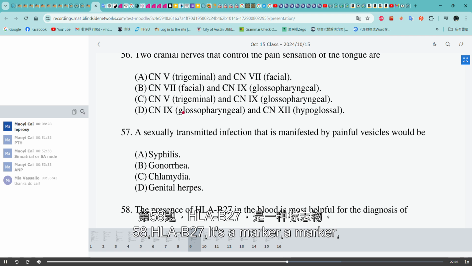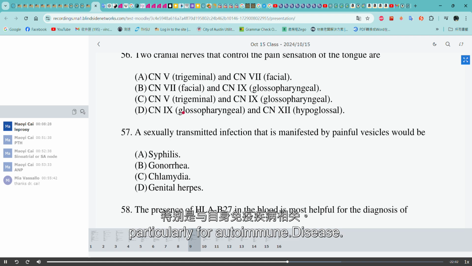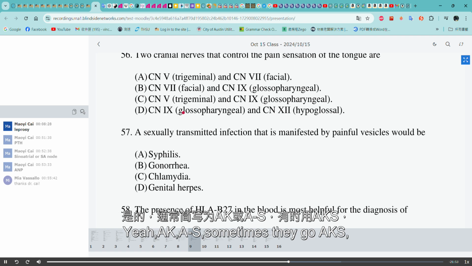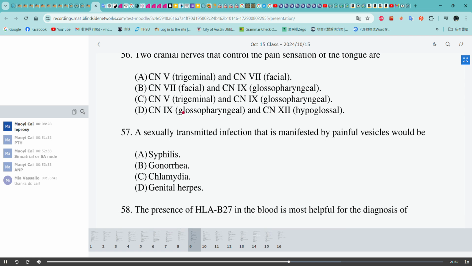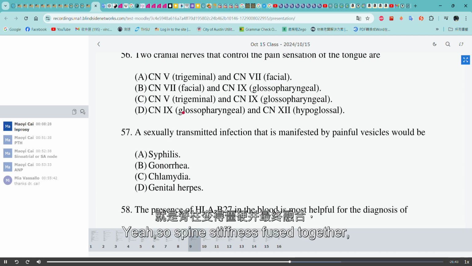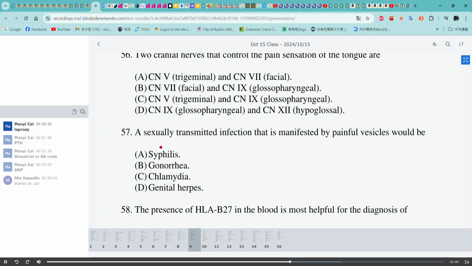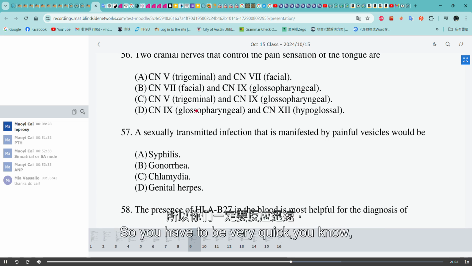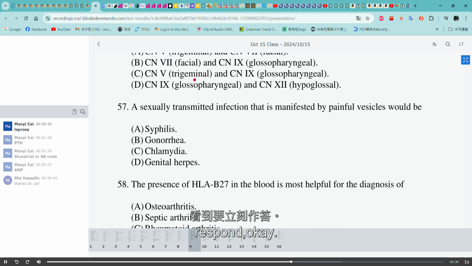LEPBio10152024. It's a marker particularly for an autoimmune disease. What disease is that? It's D, which is called ankylosing spondylitis. AS. Ankylosing means stiffness. Spondylitis is the spine. So spine stiffness fused together, okay? Vertebrae. So which is D. D is correct. This seems like on the recent national board exam, always test that. So you have to be very quick, respond, okay?